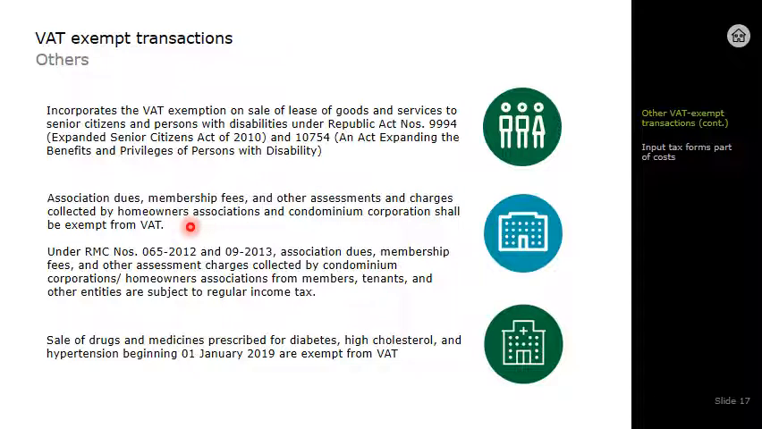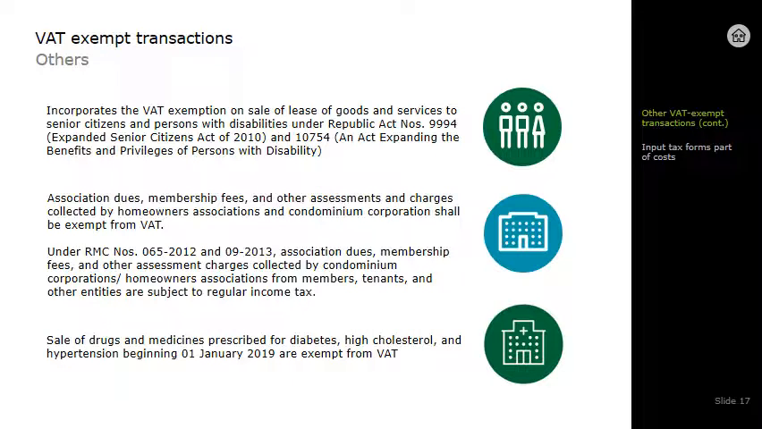Ang homeowners association and condominium corporation, exempt. Exempt sila sa value added tax. Okay? Yan. And then, sale of drugs and medicines, ito. Kaya ko naman nabanggit ito, bago rin ito, dinagdag din ito sa TRAIN law sa exemption from the VAT. Bakit? Kasi, you would recall, only senior citizens are exempt from their purchase of medicine, exempt from the VAT.